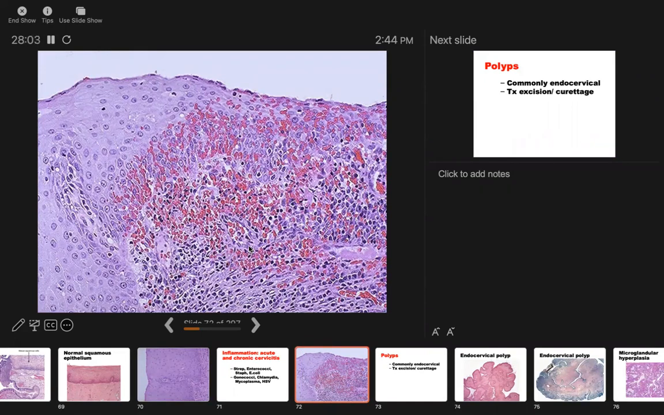So to identify the organism, you may have to do a culture and sensitivity, or you may look for viral cytopathic effects like what I have mentioned for herpes simplex. Usually that's in the form of inclusions or multinucleated giant cells. Now, let's talk about polyps.